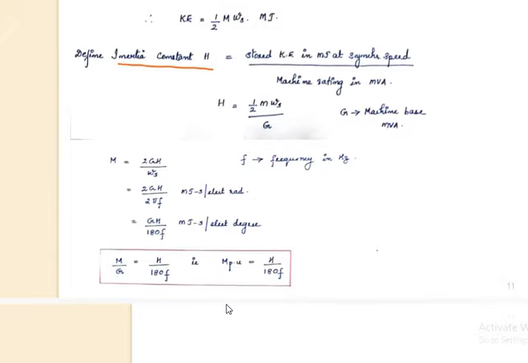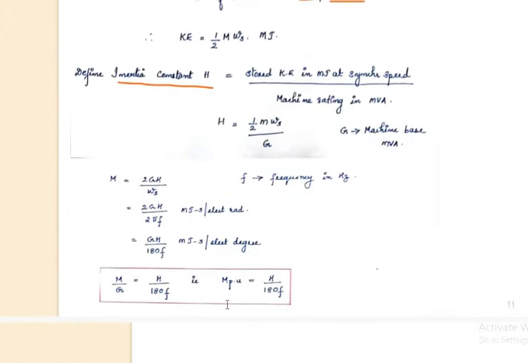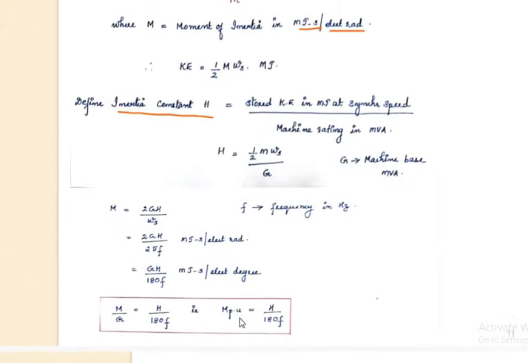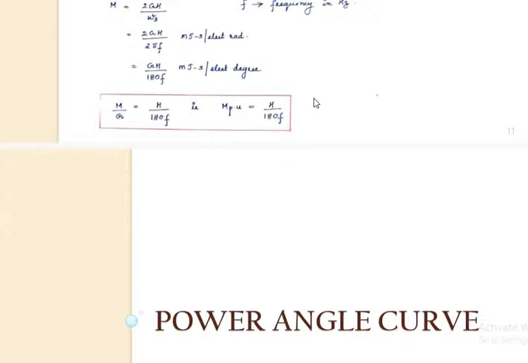So this is the mechanics of the angular motion that we need to be concerned with. M is the moment of inertia in per unit. H is the inertia constant. How will you calculate the inertia constant? It is equal to kinetic energy by machine rating, and 180 F, where F is the frequency. You can calculate kinetic energy as half M omega s, where omega s is the angular velocity in electrical radians per second. So this is the mechanics of a synchronous machine, or angular motion of a synchronous machine.